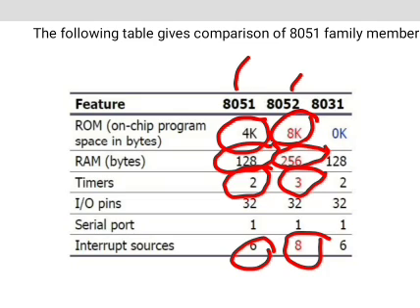What about the cost? The cost of 8051 is less. The cost of 8052 is more. Because the 8051 family has the largest number of diversified suppliers, that means it is widely available.